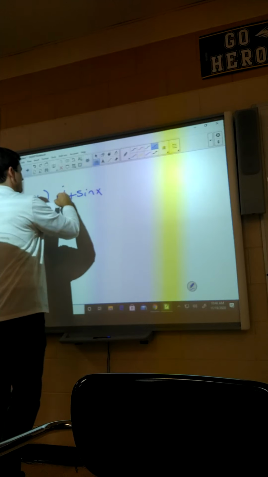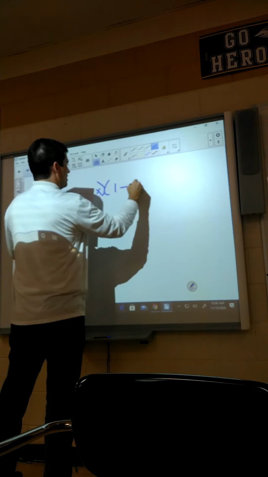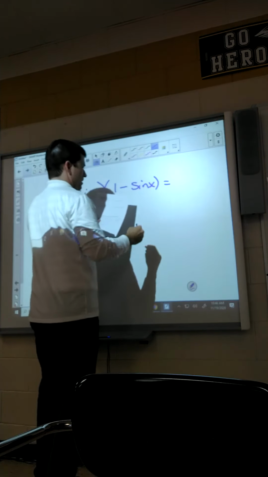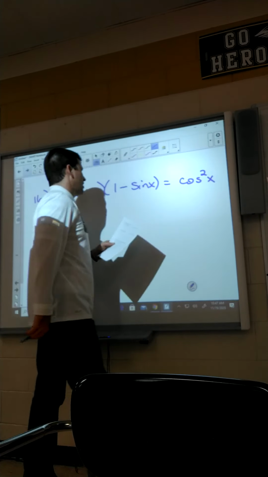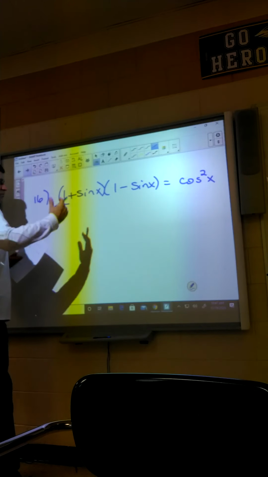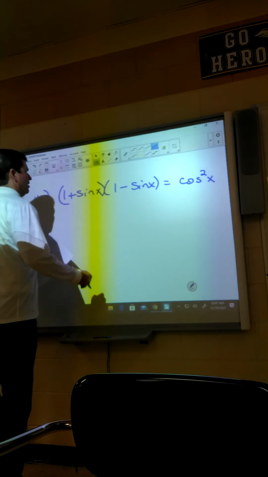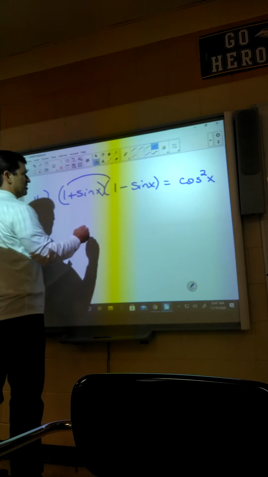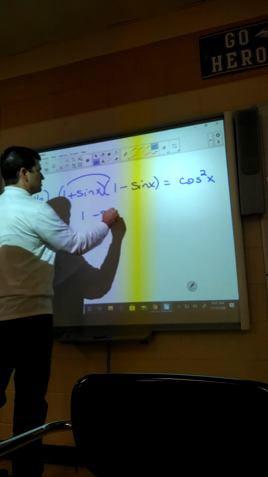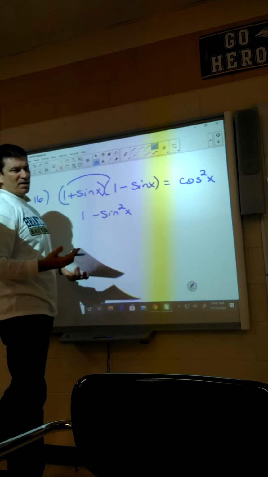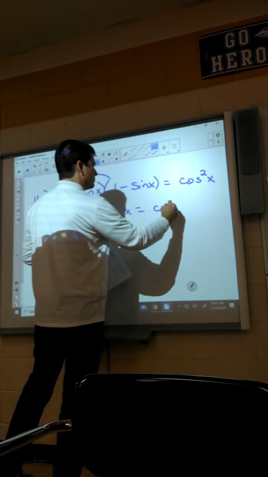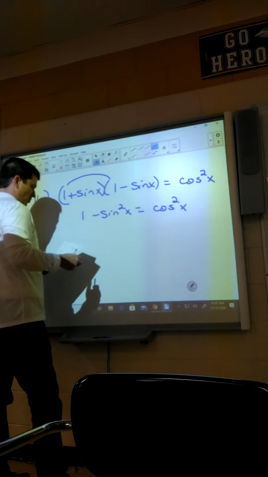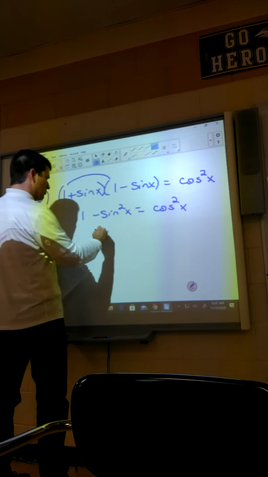They want you to FOIL out 1 plus sine x, 1 minus sine x. Now 1 over secant, that changes to cosine squared. So I went ahead and changed 16 on the right side, made it into one word. When you FOIL this, I think we did this one yesterday, you get 1 minus sine squared, because the middle terms are going to cancel on FOIL method. All right, look on your formula sheet. 1 minus sine squared equals cosine squared.